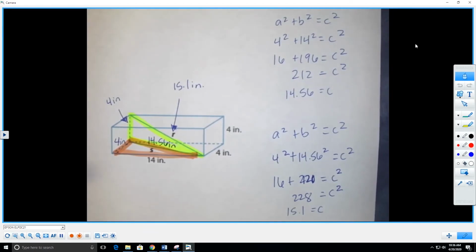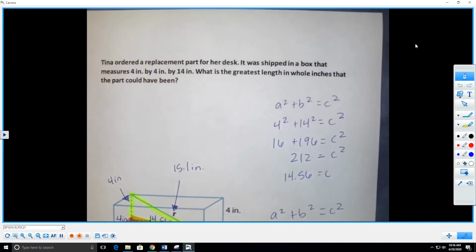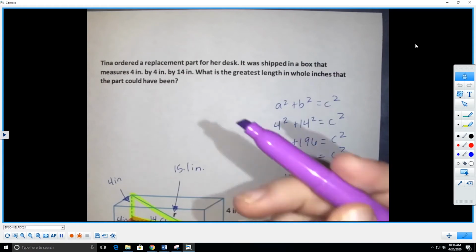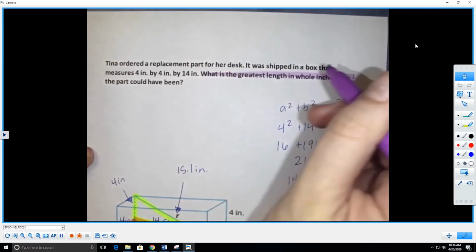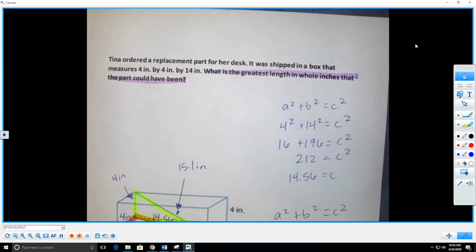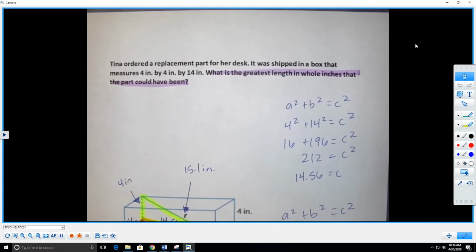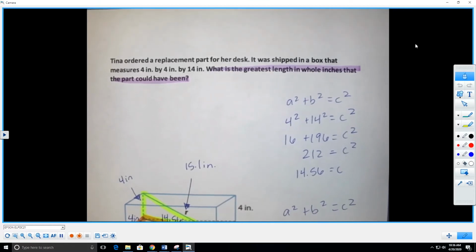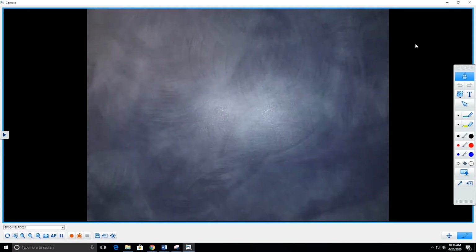Now, let's see how to answer the original question. What is the greatest length in whole inches that the part could have been? So in this case, to respond to the question, we would say that the part could have been at most 15 inches long if we packed it on the diagonal of the interior of the box. Great work. Let's practice a couple more. I'll walk you through another example. Look at the diagram and sketch on your own paper.